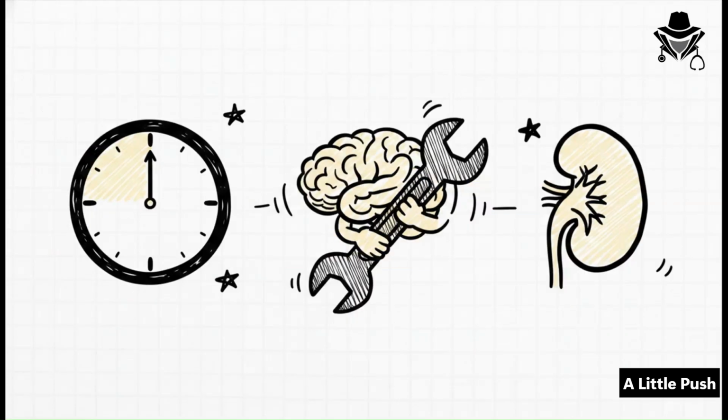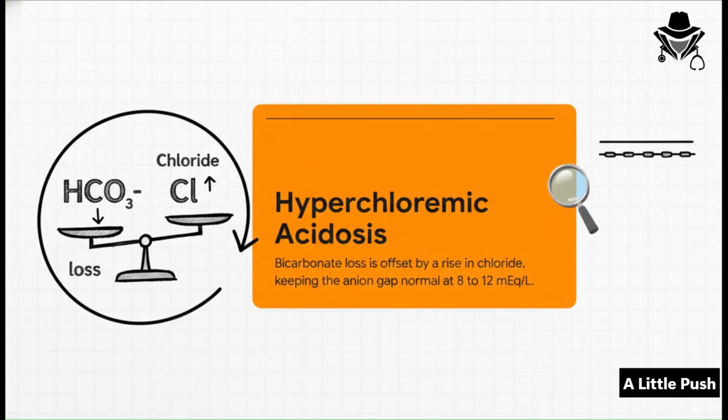Today's explainer is going to give you the exact, foolproof tools to look that attending in the eye and answer without breaking a single drop of sweat. We're mastering a classic, absolute must-know concept in nephrology. We're talking, of course, about normal anion gap metabolic acidosis. You'll also hear it called hyperchloremic metabolic acidosis.